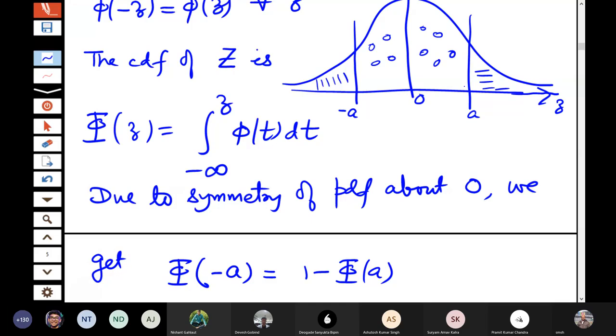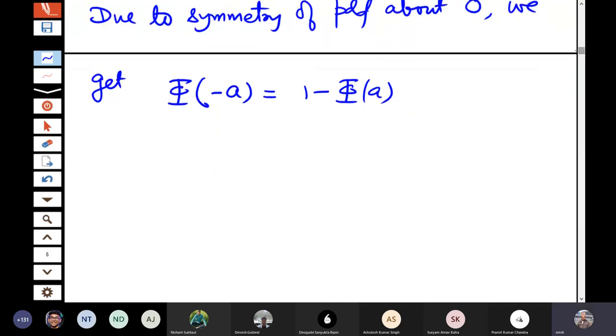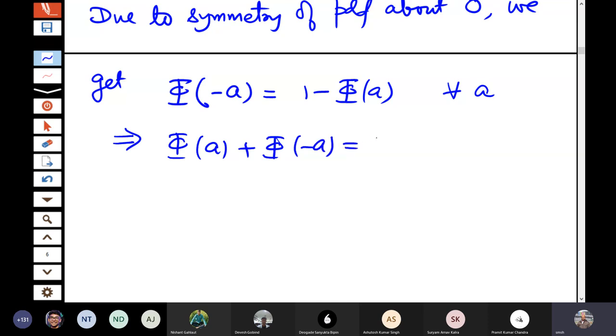So this is the property that we get for the CDF here. Okay. This means phi of A plus phi of minus A is equal to 1. Okay. In the standard normal CDF, you get this property. And of course, phi of 0 is equal to half, because 0 is the median here.